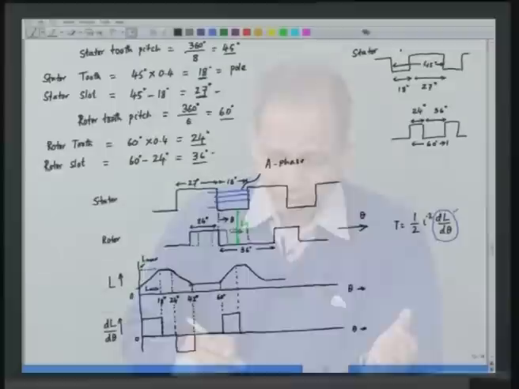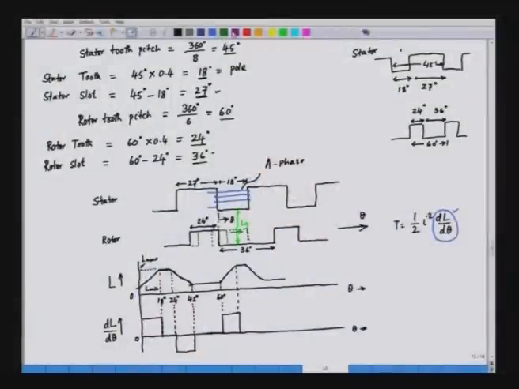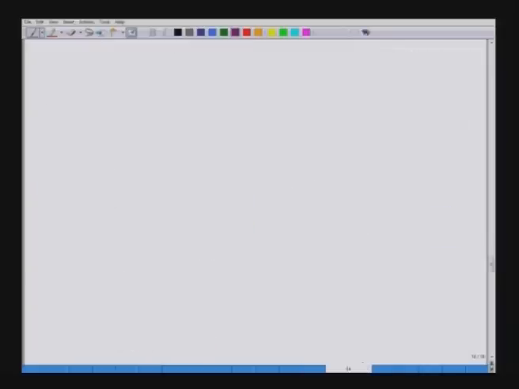So, in fact, if we are switching, the current should be allowed to exist in the positive dL by d theta region and should be 0 for the negative. This is the current for the positive torque. So, the current should be confined to the positive dL by d theta region to produce a positive torque. Now, this is achieved by applying a voltage at the suitable time. Now, we will see how a voltage is applied.